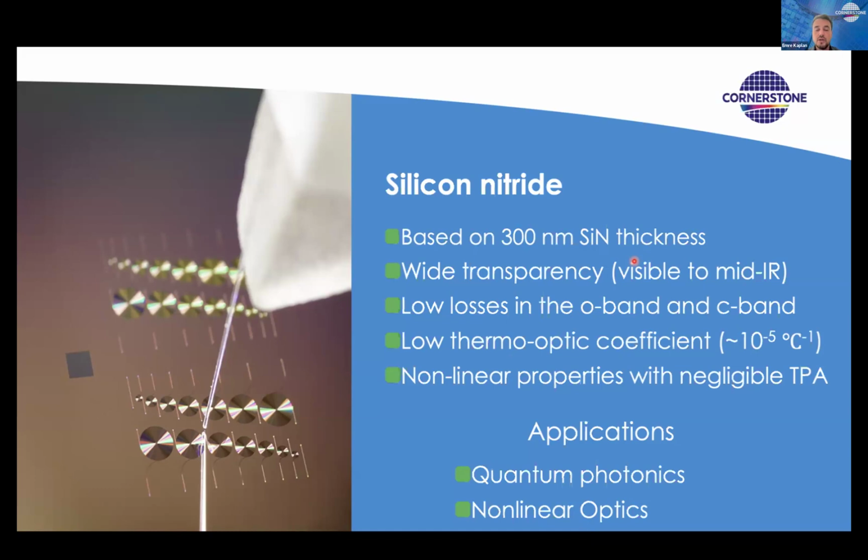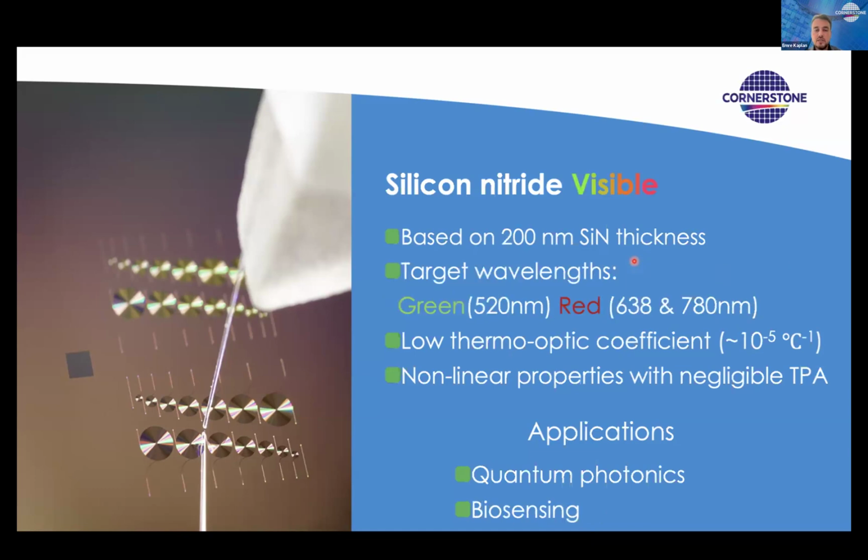changes in the temperature. And for nonlinear optics as well, nitride is quite useful because there's negligible two-photon absorption effect, which is quite significant in SOI structures. Therefore, people working in nonlinear optics are also having more interest in the silicon nitride platform.